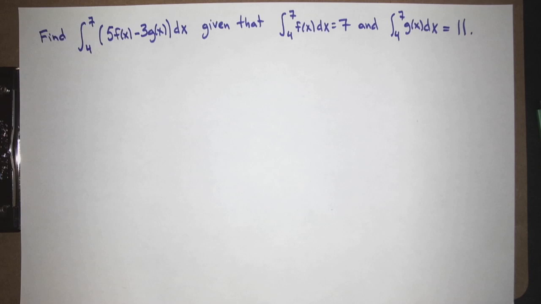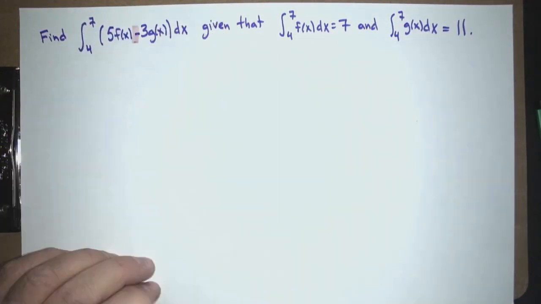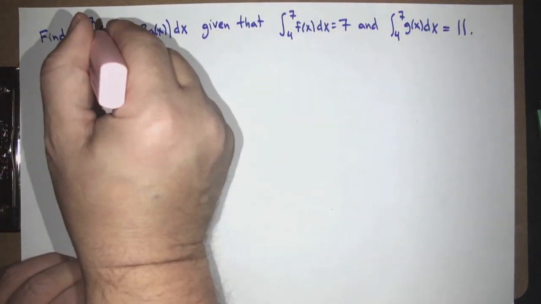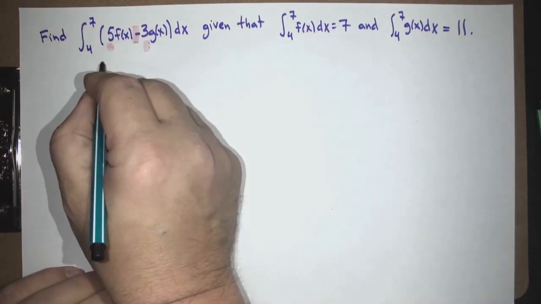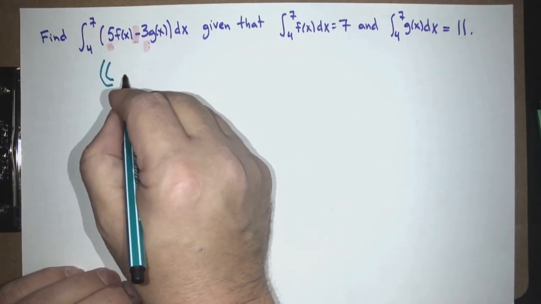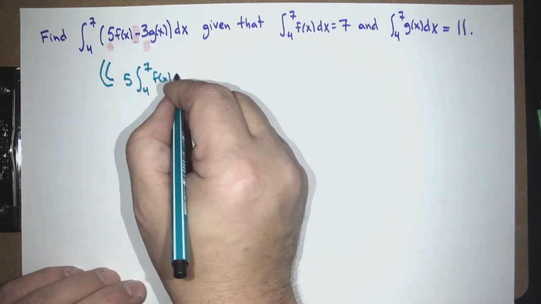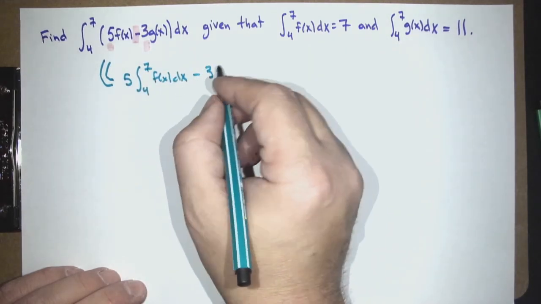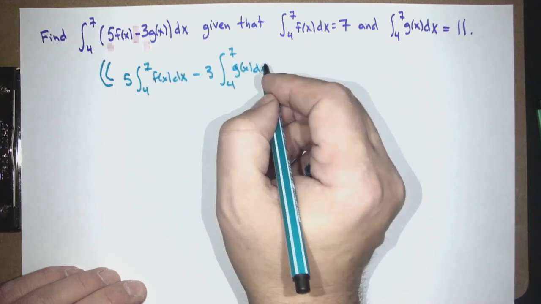Split it up using what? Linear. Yeah, we can use properties of linear. So we have an addition or subtraction going on. We also have constants. And so that says, hey, we can pull things apart. So this is the same as, pull the 5 out, integral 4 to 7 f of x dx, minus the 3, that pulling out the constant, integral 4 to 7 g of x dx.